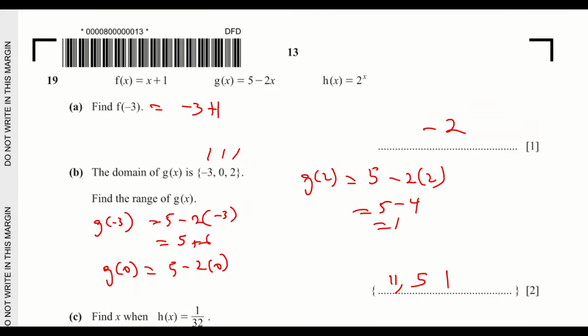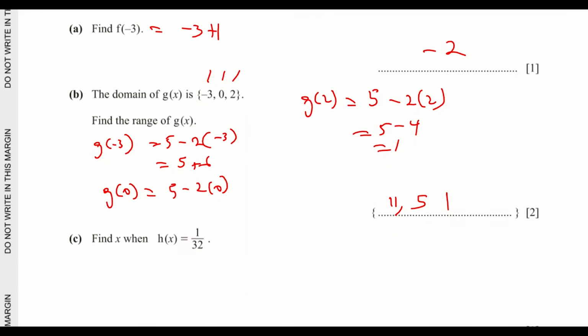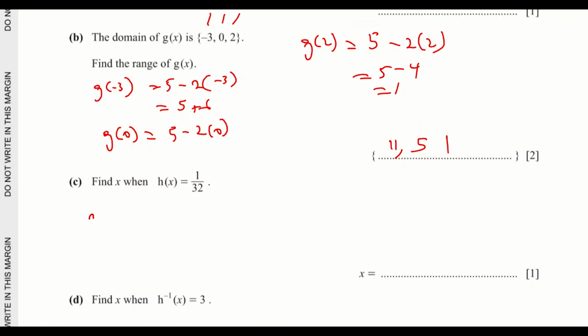Okay, so h of x is equal to 2 to the power of x. So this is an exponential function equal to 1 over 32, which is the same as 2 to the power of x equals 1 over 2 to the power of 5. So this implies 2 to the power of x is equal to 2 to the power of negative 5. Okay, so that is a negative index. So eventually base 2 will cancel out base 2, x equals negative 5.